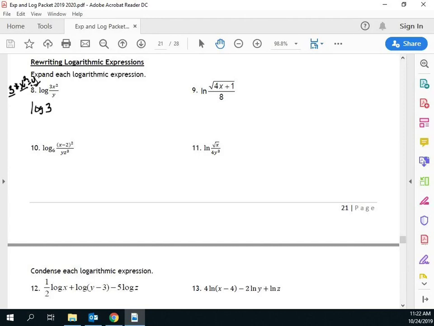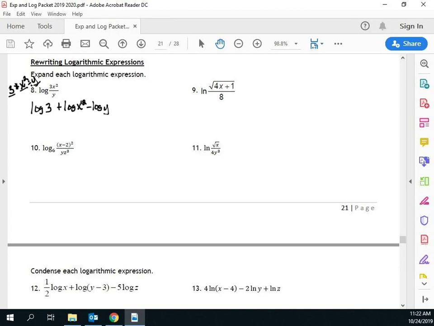And what do we say when we're timesing it? How does that convert when we're expanding log functions? Plus. And then finally, we divide it by y. And what is it when we divide? Subtract. You're not quite done yet, because you can't have any arguments have an exponent. So what do you think the last thing is we need to do?